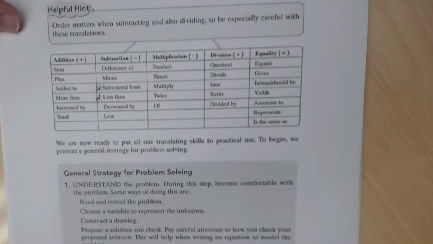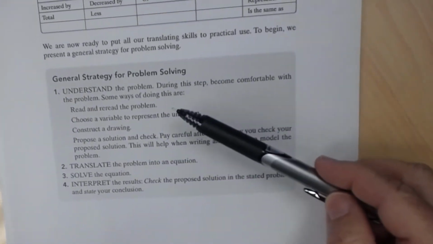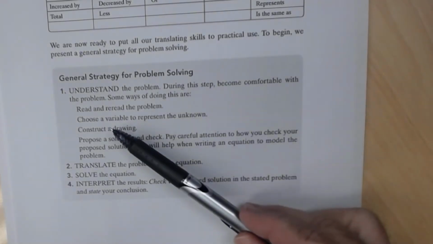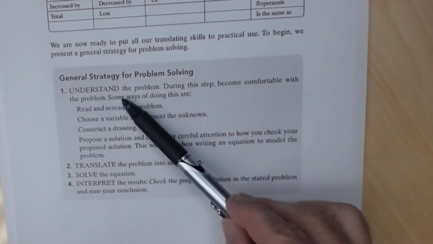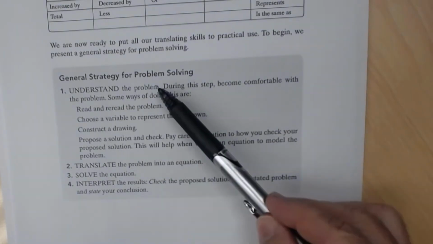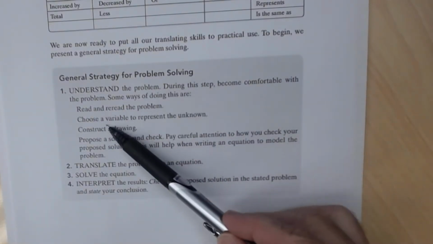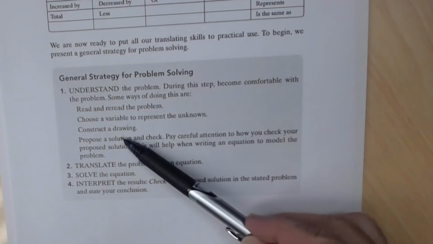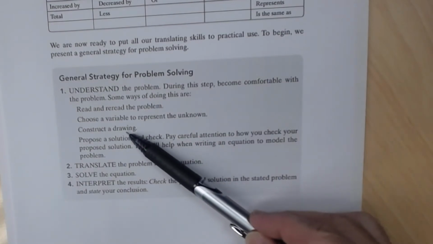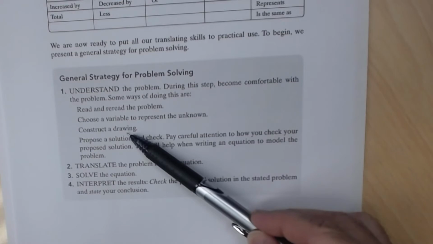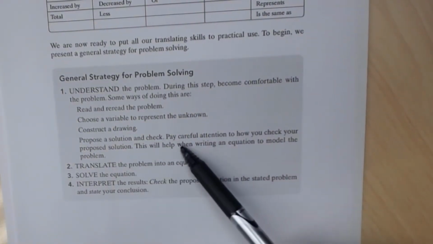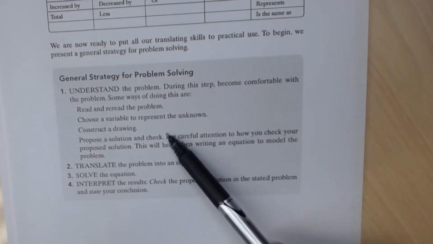Now, as we do the word problems, here's a general strategy that you can use to solve them. As always, you need to make sure you understand the problem. So that's the first thing. Read the problem, read it again. You're going to choose a variable to represent the unknown. If you can, draw a diagram. You won't always be able to draw a diagram. And then just make sure that your solution makes sense.